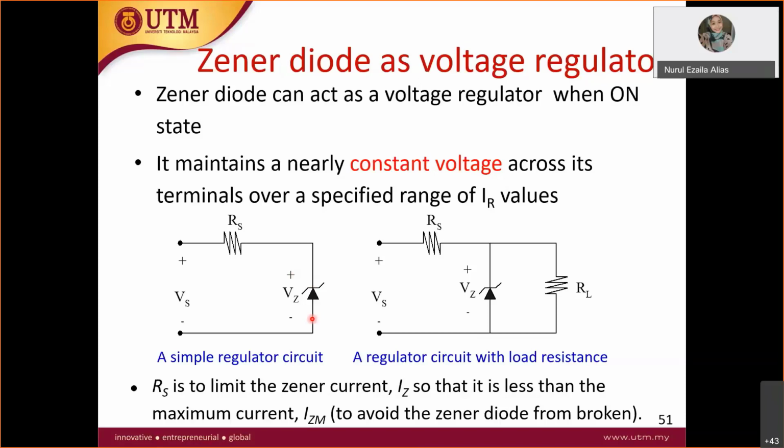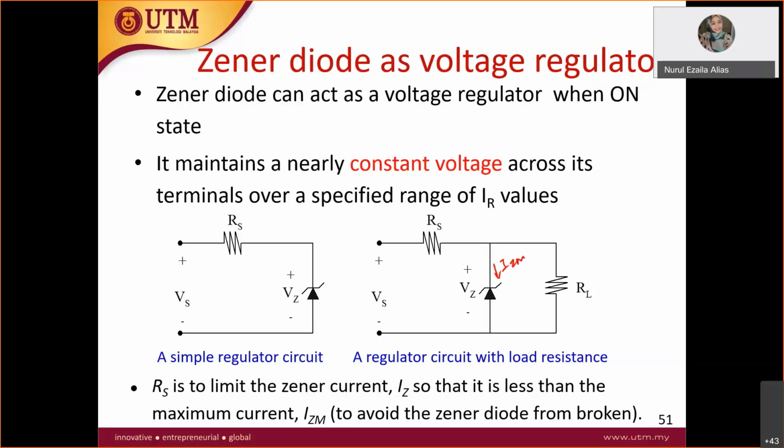Of course, you have the resistor RL. RS is to limit the Zener current so that it is less than the maximum current IZM. We know that the Zener diode behaves in reverse breakdown voltage, so it has its own maximum Zener current. We don't want to reach this maximum because your circuit might be broken. Therefore, we put an RS to limit the current to this IZM. Internally it has an IZM, but we use a resistor to limit the current so that we don't get the maximum.